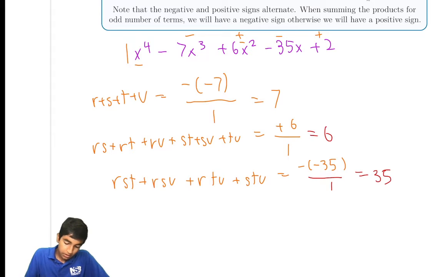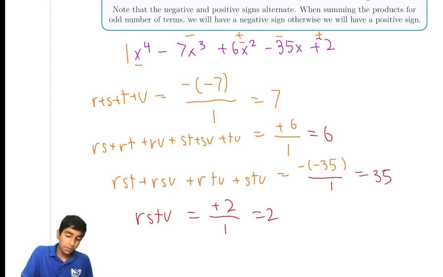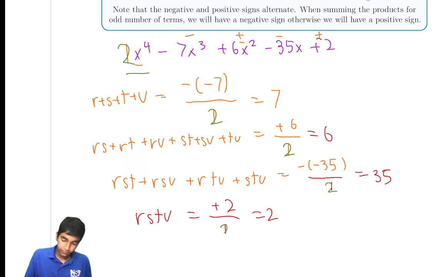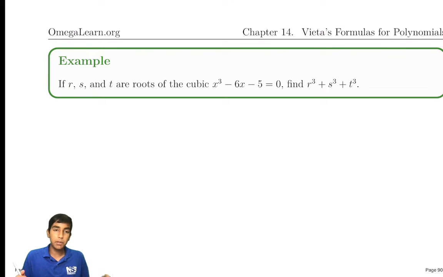And then the product, or the sum of all products of 4 terms, but in this case there's only one product for 4 terms when we have 4 terms, is positive 2 over 1 equals 2. And this first term does not always have to be 1. It can be 2 or 3, and we would divide by 2 if that was a 2 instead. Now let's see how we can use this for an actual problem.